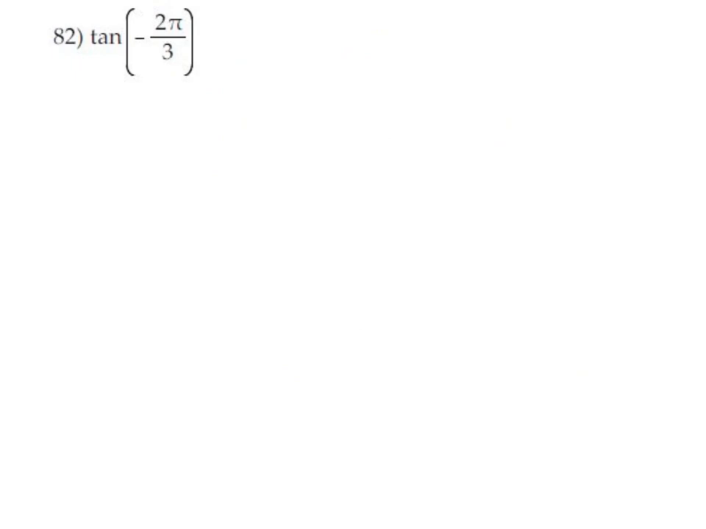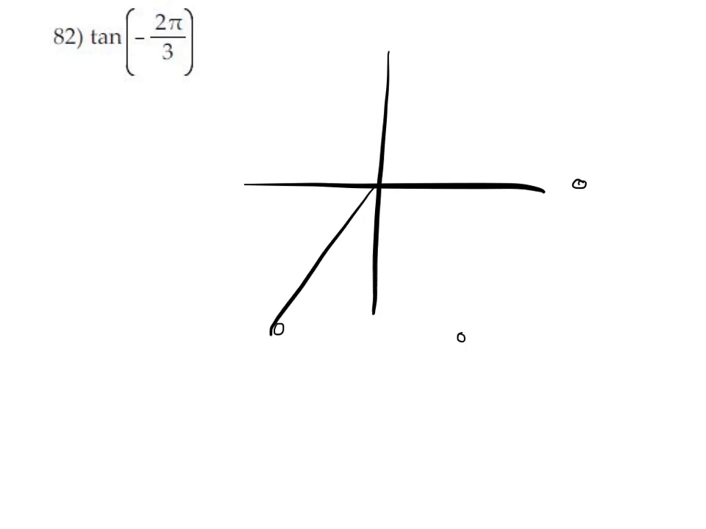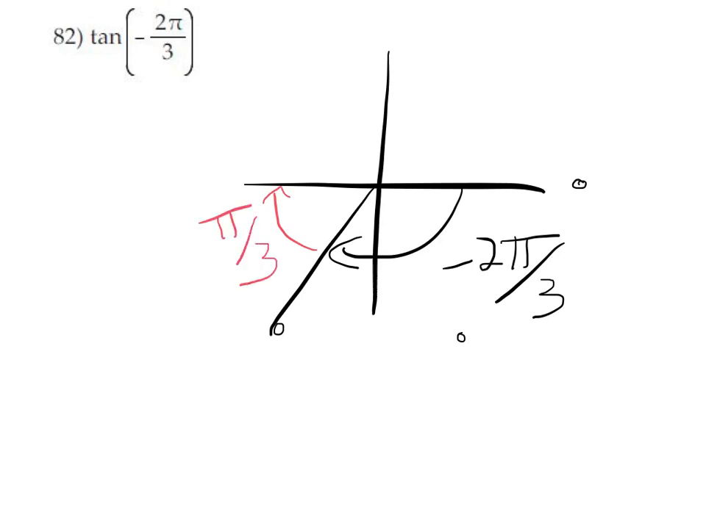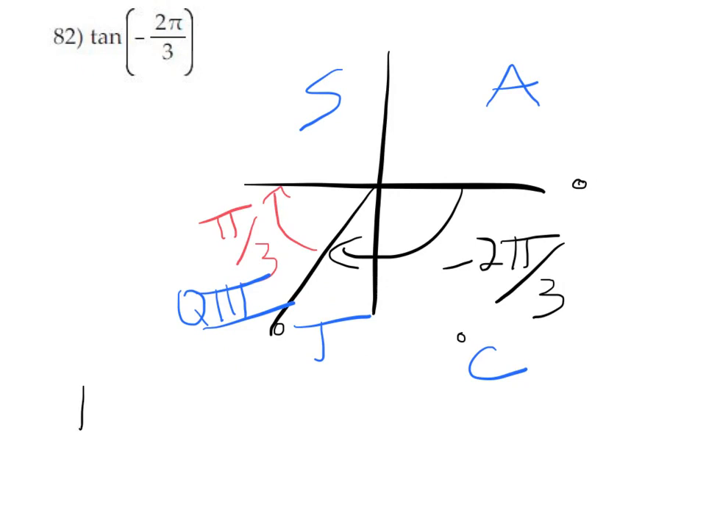Tangent of negative 2 pi thirds. First off, 0, negative 1, negative 2, this is negative 2 pi thirds. The reference angle is something we need. The reference angle would be pi thirds. And the quadrant, we're in quadrant 3 here, where all students take calculus tells us that tangent will be positive in quadrant 3, and we have a tangent, so our answer is going to be positive.